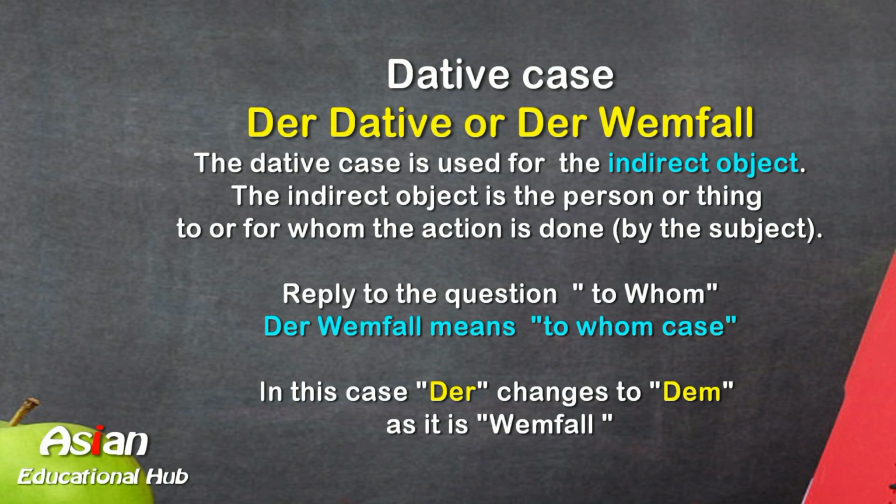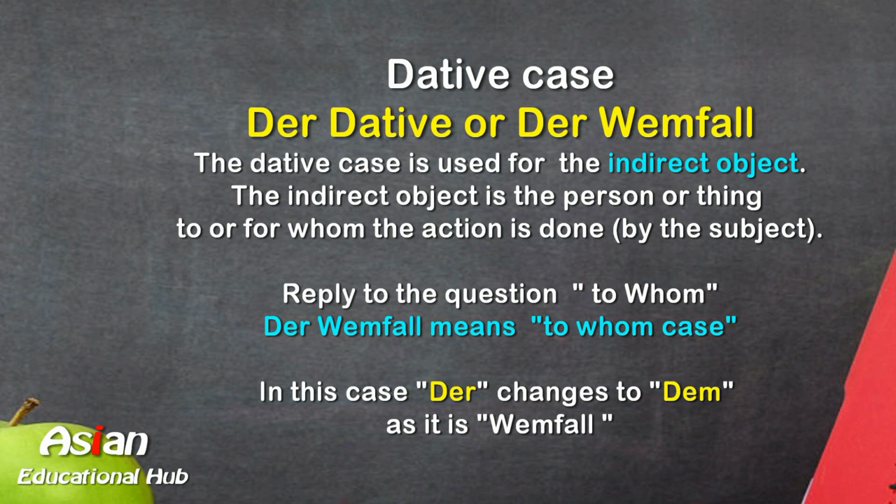Dativ, or the "wem" Fall. The dative case is used for the indirect object. As we have seen, the accusative case is used for the direct object. The indirect object is a person or thing to or for whom the action is done by the subject. We can ask the question "to whom" and we will get the dative case.